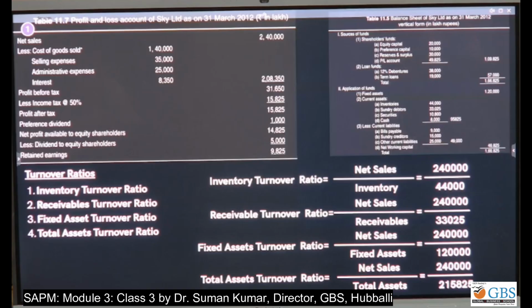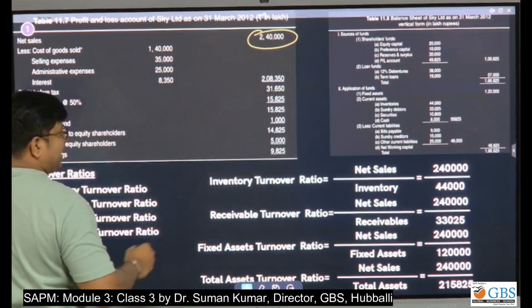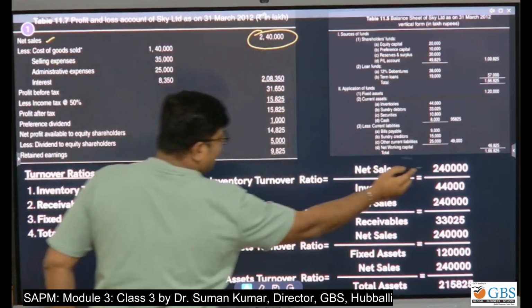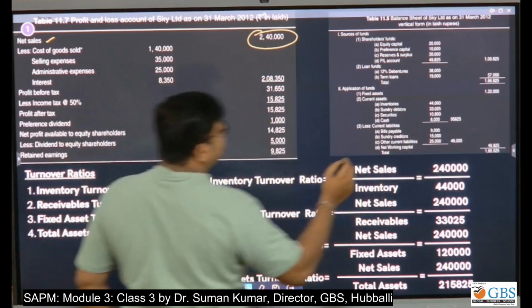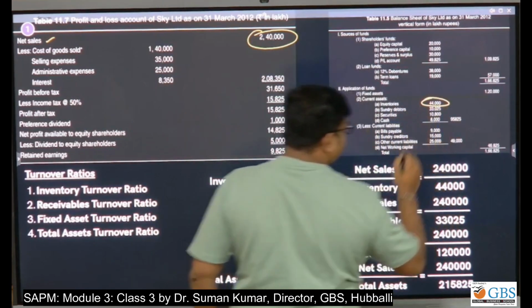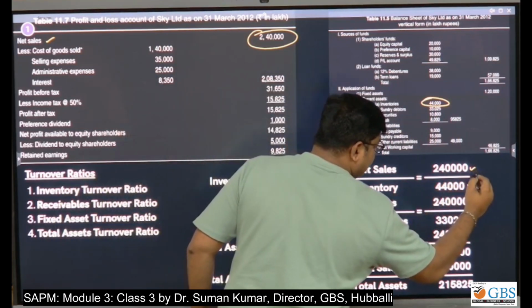Where will sales be found, in the profit and loss account or the balance sheet? You should know this, it is in the profit and loss account. So net sales is in your profit and loss account, look at it. How much? 2,40,000 net sales. That's why I'm writing 2,40,000 here. Inventory will be in the balance sheet, correct? So it is 44,000 in your balance sheet. Okay, what is the ratio?